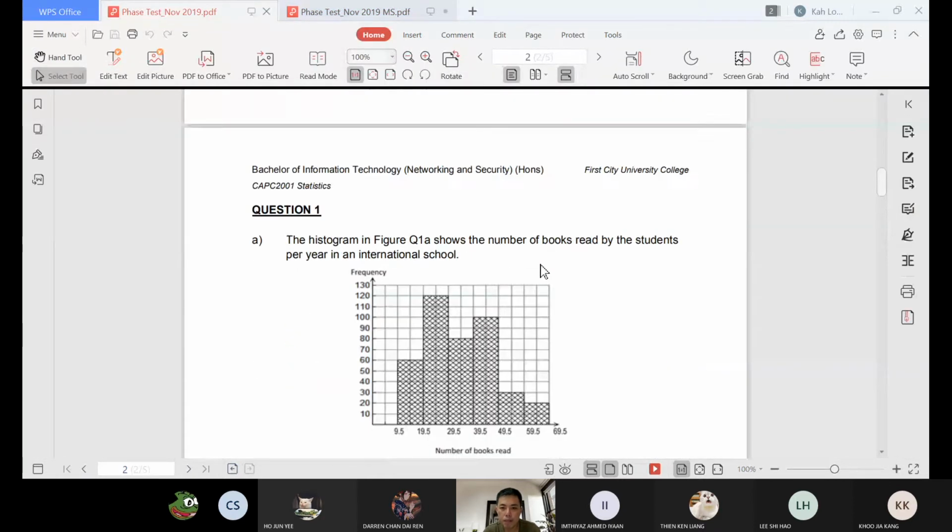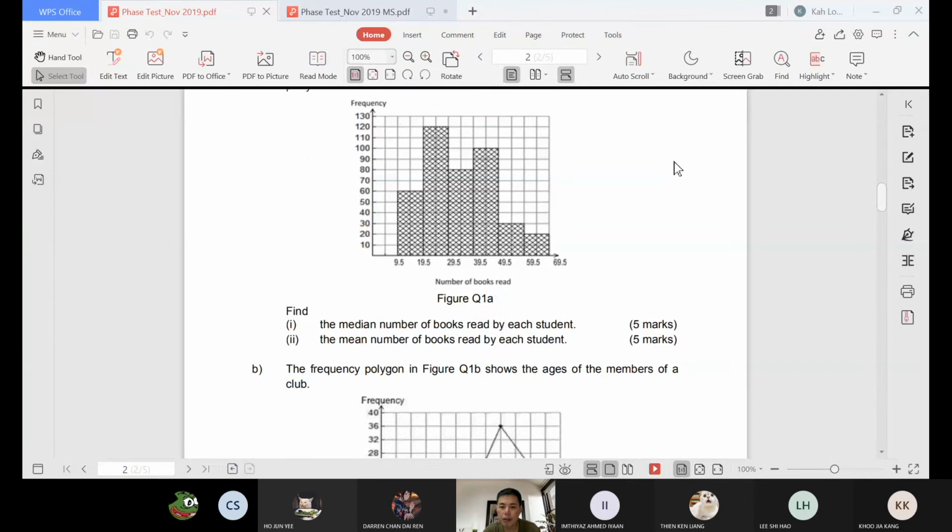Okay, the next question. For question 1A, they never gave you the frequency table. By right, I expect you to convert the histogram back to the frequency table, and then get the median, mean, and then the question may be variance, standard deviation, or other measurements, depending on the question. Sometimes I give you a frequency table, sometimes just a histogram, or maybe a frequency polygon. You need to convert it back to the frequency table, then calculate all the measurements. I hope that you're clear with this.